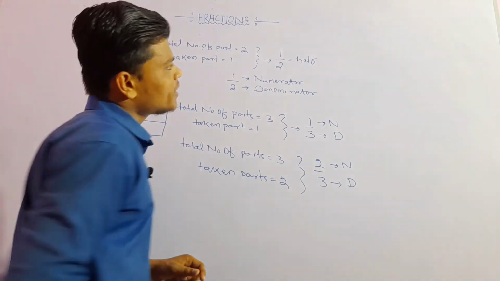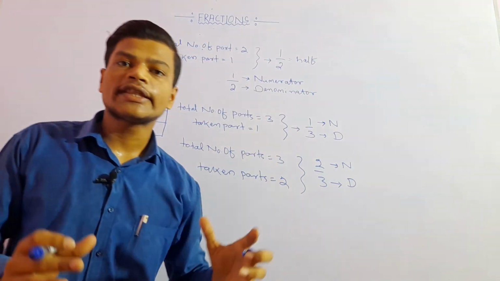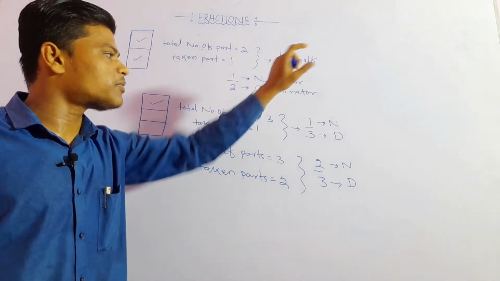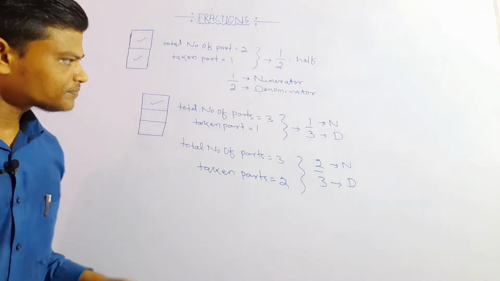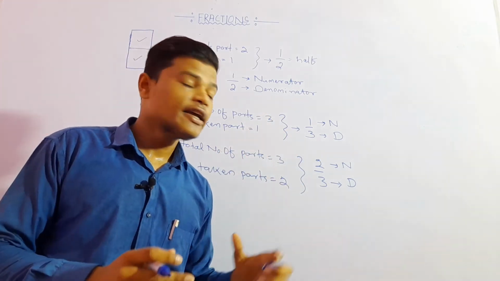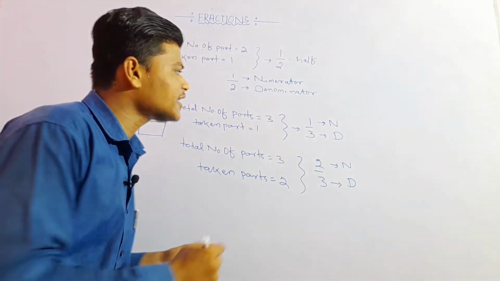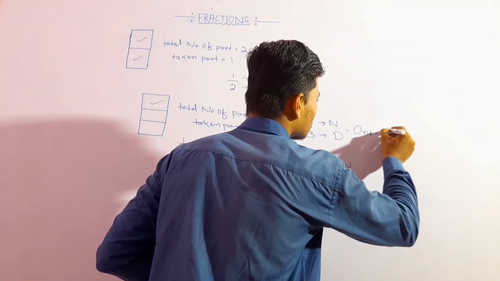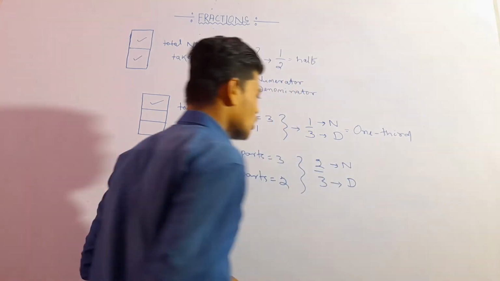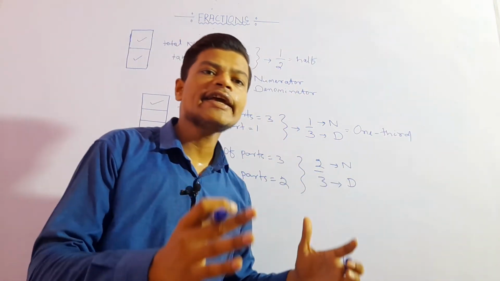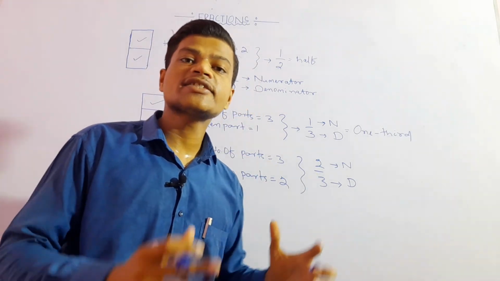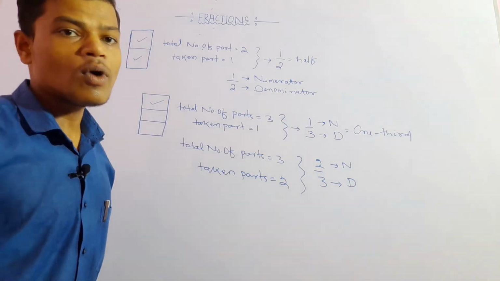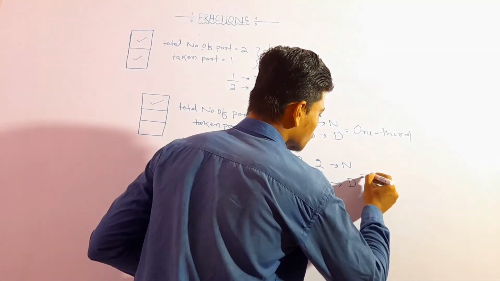So 1 by 2 means dividing a whole thing into two equal parts and taking one part, and that is also known as half. Here 1 by 3 means dividing a whole thing into three equal parts and taking one part, also known as 1/3. And 2 by 3 means dividing an entire thing into three equal parts and taking two parts. This is also known as 2/3.